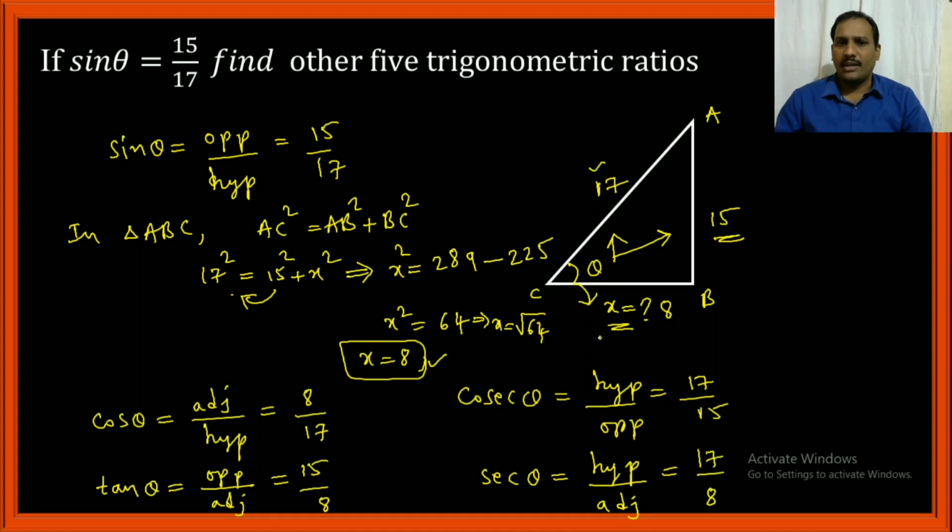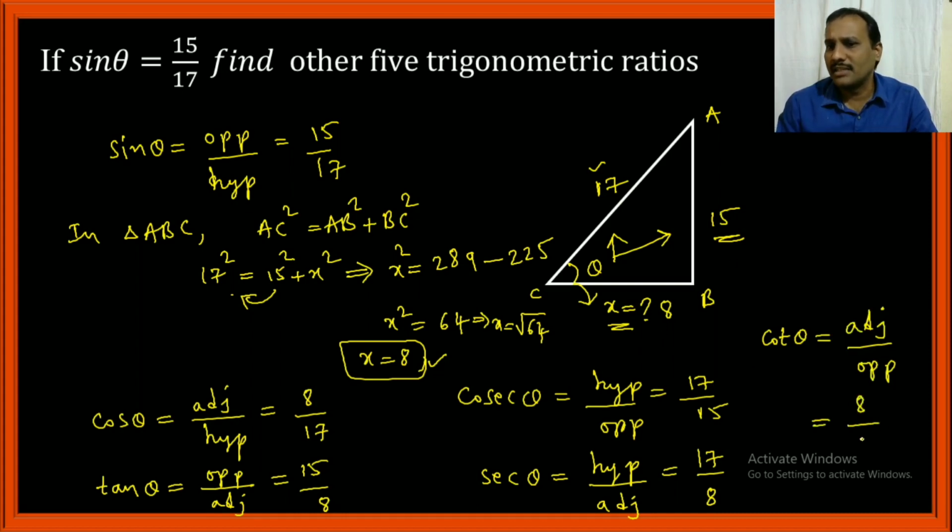Okay. And what is remaining? Sine, cos, tan, secant and cosecant are done. So what is remaining? It is cot theta. Very good. Cot theta is defined as adjacent side by opposite. So the adjacent side is 8 and opposite is 15. So these are the 6 trigonometric ratios.